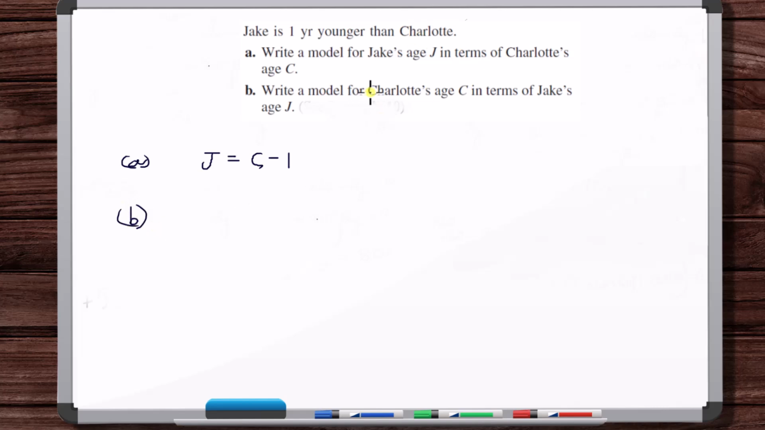Part B, write a model for Charlotte's age, C, in terms of Jake's age. So Charlotte's age is what in terms of Jake's age? Charlotte is 1 year older than Jake. So take Jake's age and add 1.